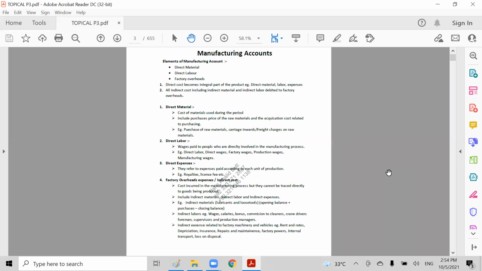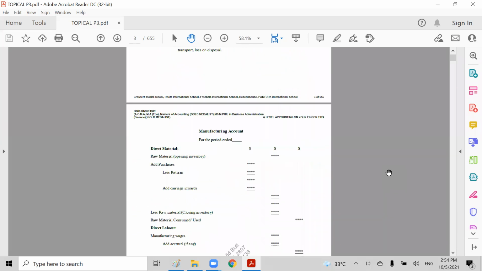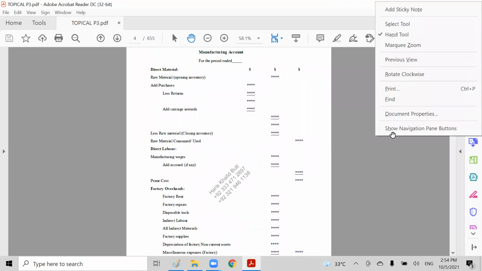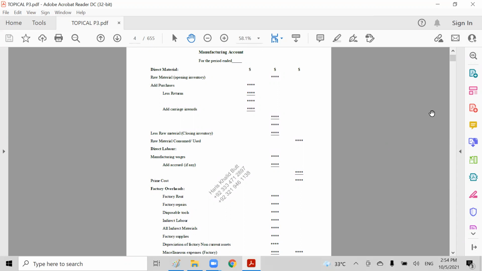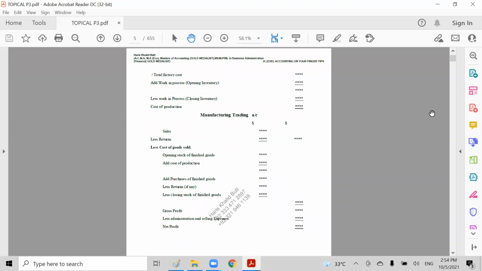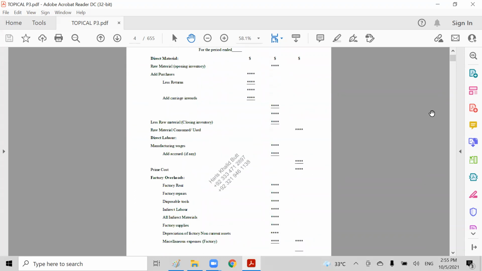You got it? Yeah. Okay, next page. Again, you have to go for the pic. Okay, got it. Okay, next page. Again, you have to go for the pic. Okay, so we'll start the manufacturing account.